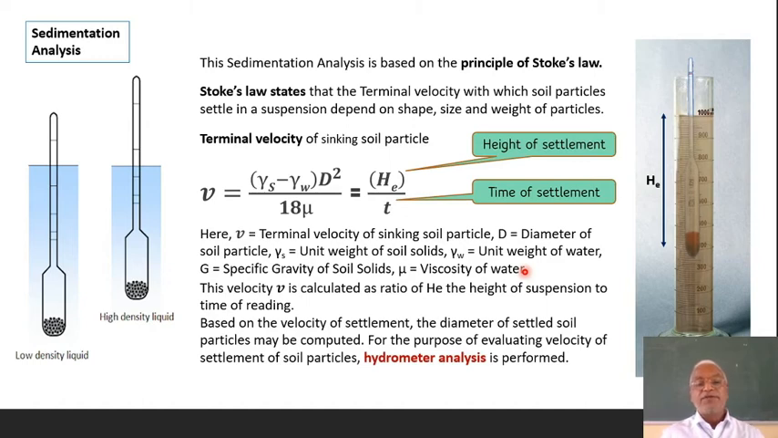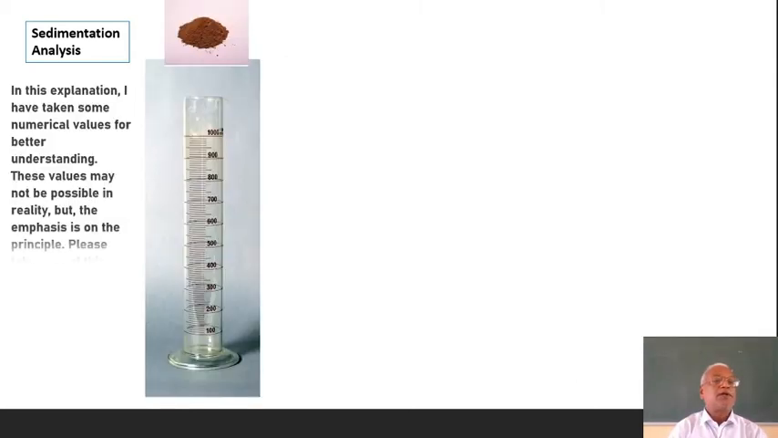Based on the velocity of settlement, the diameter of settled soil particles may be computed, because time and diameter are related, right? For the purpose of evaluating the velocity of settlement of soil particles, hydrometer analysis is used. But the most important part is this note.